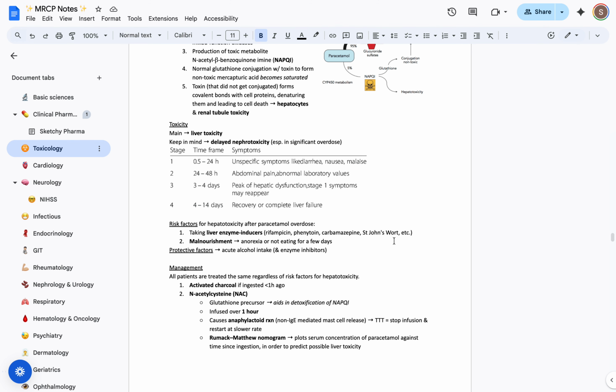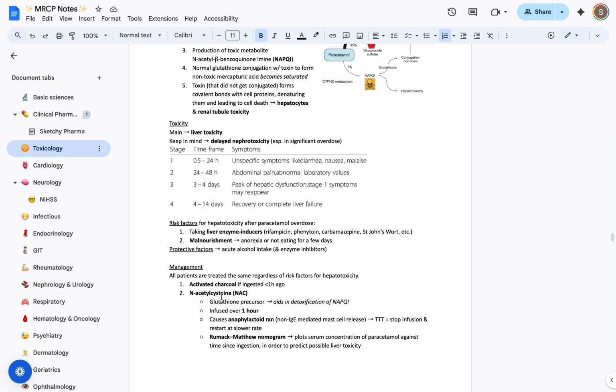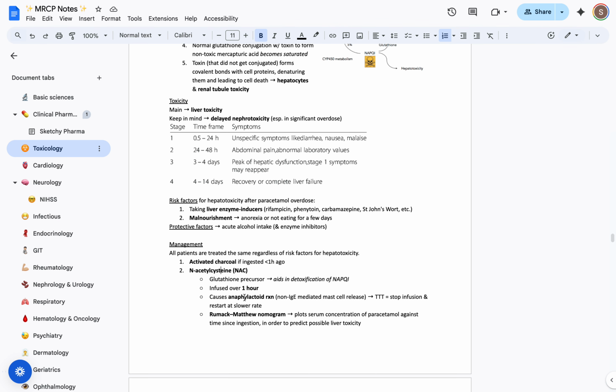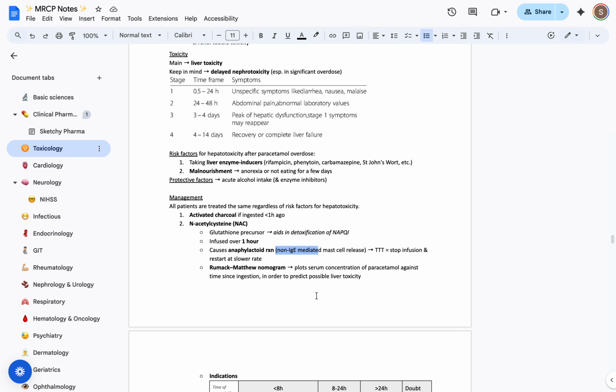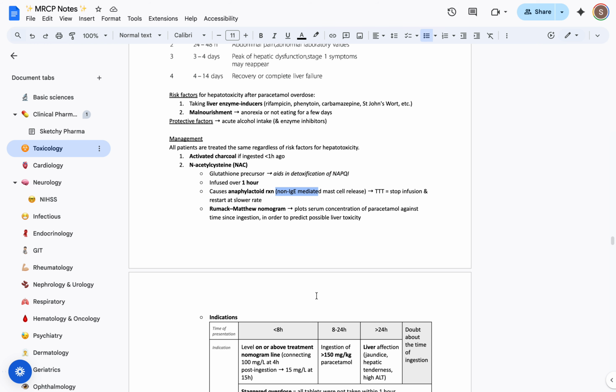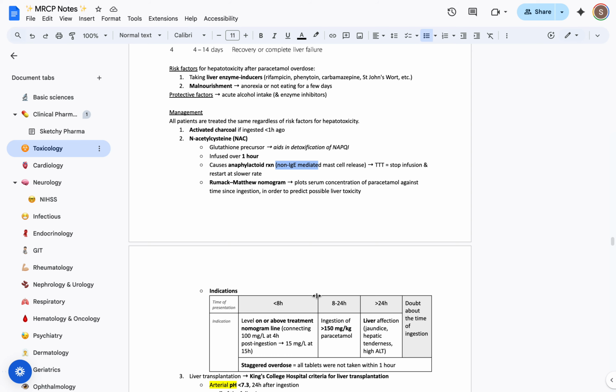All patients are treated the same. So again, activated charcoal if it's less than 1 hour, and then NAC. It's infused over 1 hour. It may cause an anaphylactoid reaction, which is a non-IgE mediated mast cell release. You just stop the infusion and then you restart it at a slower rate. And then you can plot the serum concentration of paracetamol against the time since ingestion to predict the possible liver toxicity. This is called a Rumack-Matthew nomogram.